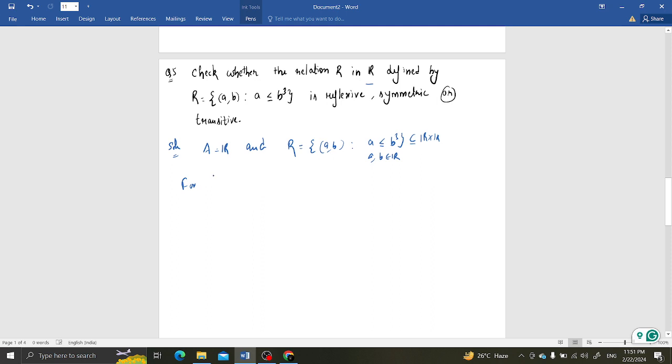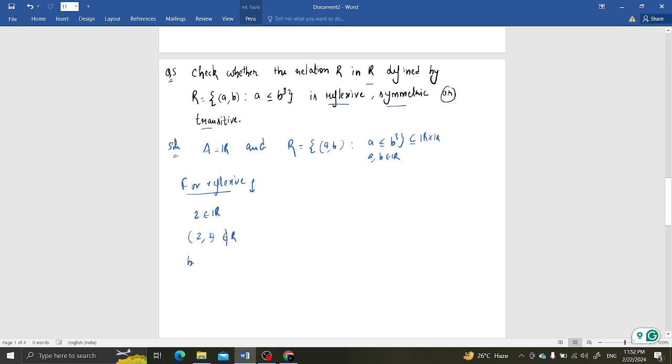Obviously we need to start from the beginning. As they said, we need to check the reflexive, symmetric and transitive properties. So for reflexive, we can observe that (0, 0) satisfies this property, and (1, 1) satisfies this property. Both these elements are related to themselves, but because of these two, can we say it is reflexive? No, as we observe that 2 belongs to the real numbers also, but (2, 2) does not belong to R.